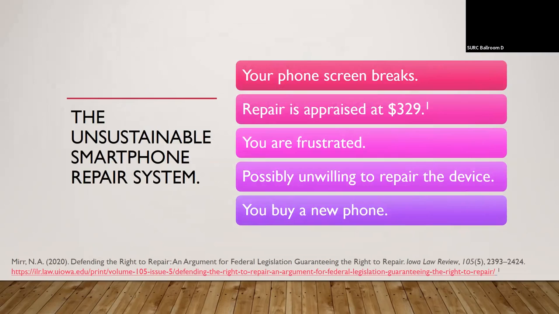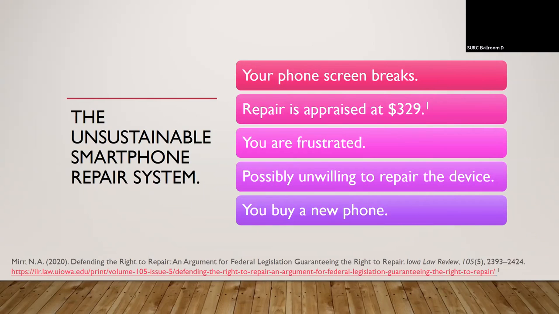Typically, when we use a smartphone, there are circumstances where they break. We drop it on the floor. It's not protected. Over time, the screen cracks or other things happen. This is the process that usually happens when a smartphone breaks. So, for example, you drop your phone. The screen breaks. The repair is appraised at $329.